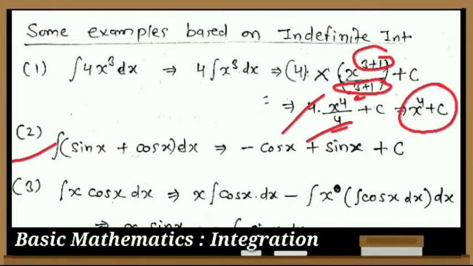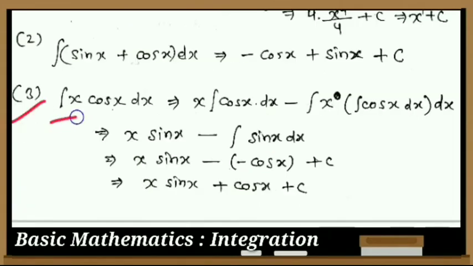Let's move to another example. As you can see here, integration of (sin x plus cos x) dx. This example is based on the addition and subtraction rule. Now we separate these two functions and integrate them individually. As we know that integration of sin x is minus cos x and integration of cos x is plus sin x, and we add a constant here. Let's move to another example.